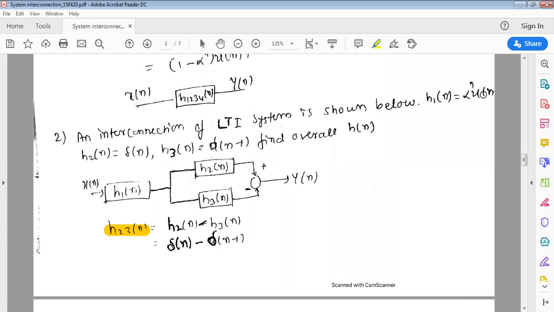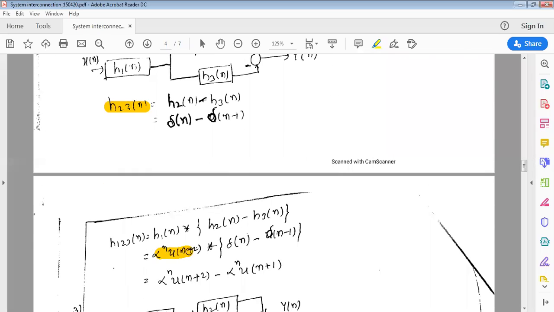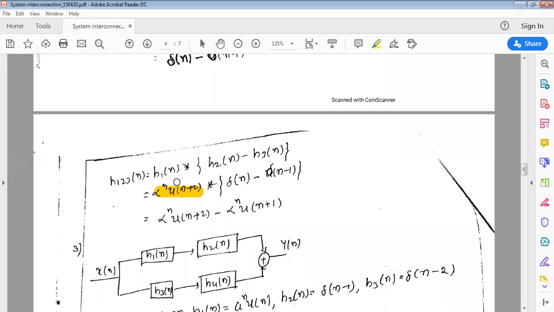It is not printed completely, sir. To take alpha power n u of n plus 2, it is. Okay, so that I have written here: alpha power n u of n plus 2. Now once again the principle remains same. This convolved with this one results in u of n plus 2 only. So alpha power n u of n plus 2 minus alpha power n, remains unchanged, u of n plus 2 minus 1, that is n plus 1. So minus alpha power n u of n plus 1. This is your final equation h123 of n.